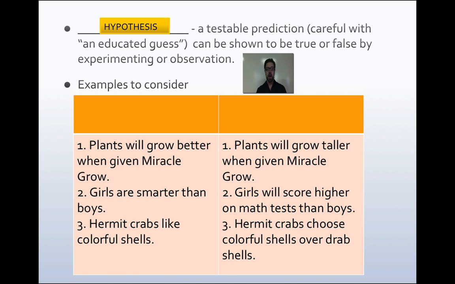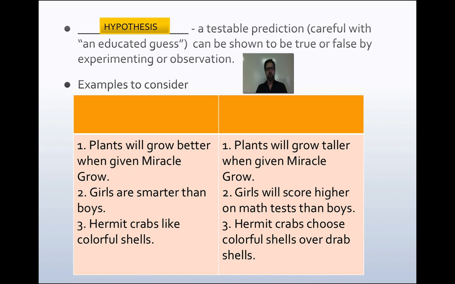Number two, left side: girls are smarter than boys. Right side: girls will score higher on math tests than boys. Well, smarter on the left is another one of those subjective terms. Smarter in what? On the right, girls will score higher on math tests than boys. That's very, very specific, as a hypothesis should be.